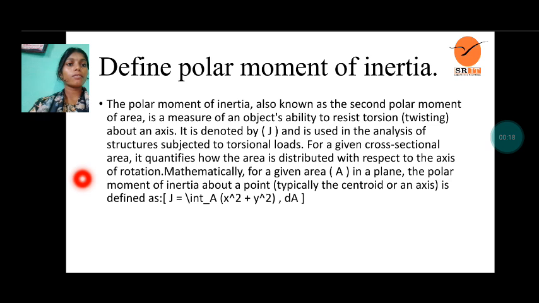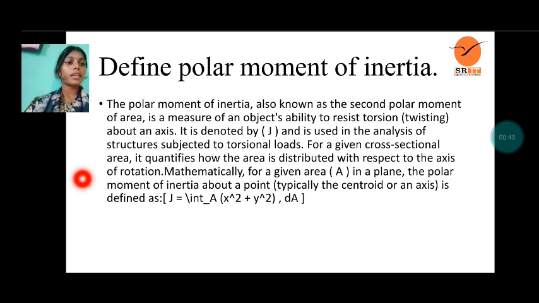The polar moment of inertia, also known as second polar moment of area, is a measure of an object's ability to resist torsion, twisting about an axis. It is denoted by J and is used in the analysis of structures subjected to torsional loads. For a given cross-sectional area, it quantifies how the area is distributed with respect to the axis of rotation.